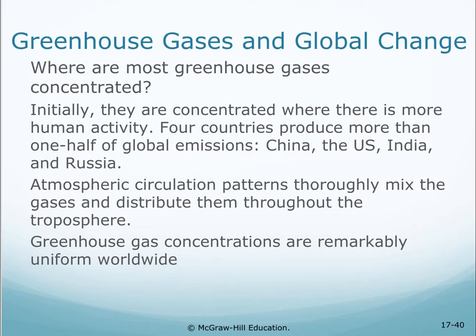Where are the most greenhouse gases concentrated? Initially, they are concentrated where there is more human activity. Four countries produce more than 1/2 of global emissions: China, the US, India, and Russia. Atmospheric circulation patterns thoroughly mix the gases and distribute them throughout the troposphere. Greenhouse gas concentrations are remarkably uniform worldwide.